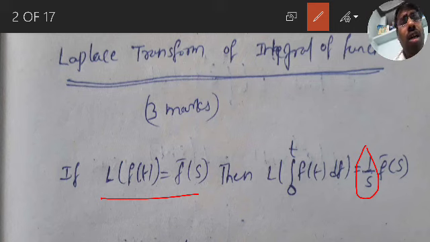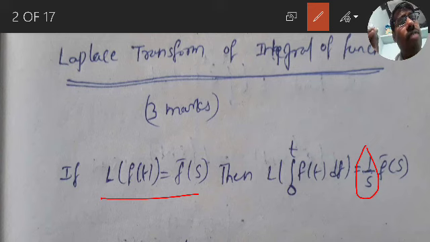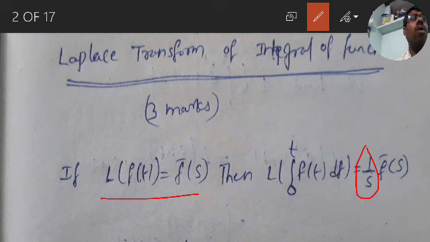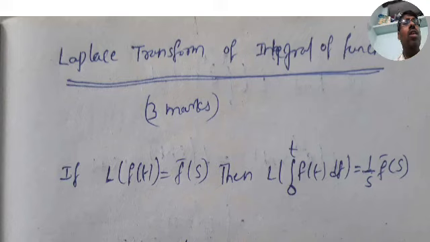Very easy. You just concentrate on a single line, a formula like it is. What is that? It says if L of f of t is f bar of s, that is Laplace transform of f of t is f bar of s, then L of integration of f of t is 1 by s into f bar of s. So let us see the problems on this. Very easy. Let us go to the problems.